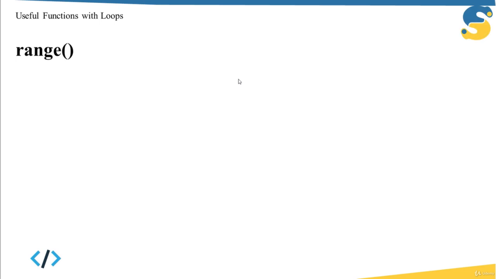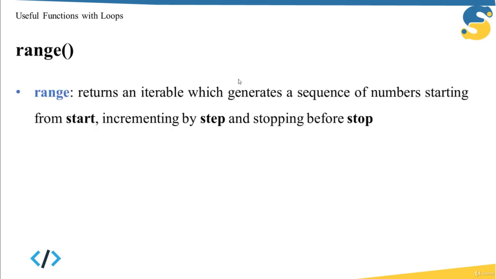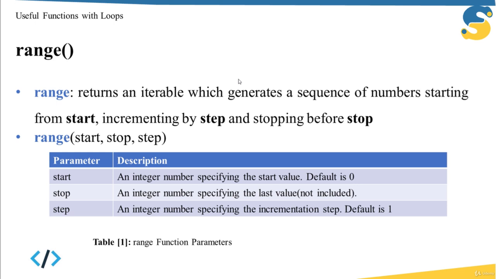The first function, range. Range is a function that returns an iterable which generates a sequence of numbers starting from start, incrementing by step, and stopping before stop. So from this we can understand that you have to pass three arguments to the range function: start, stop, step. This table shows the details of these parameters.